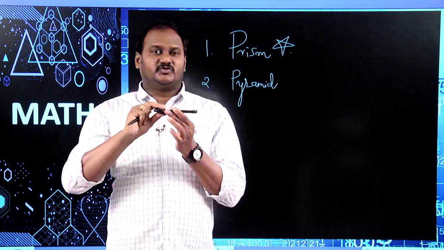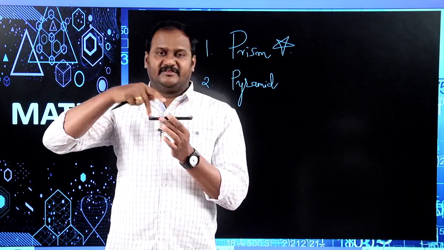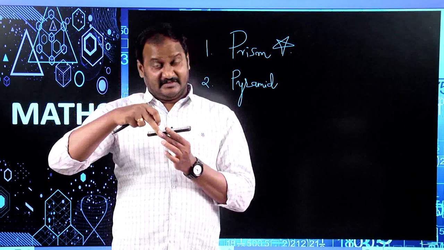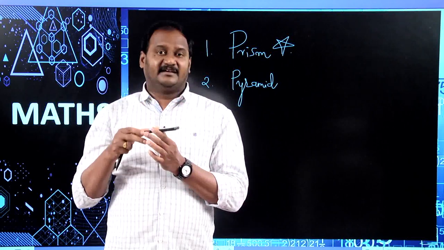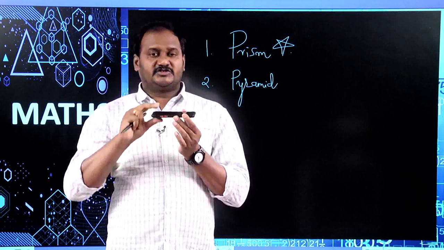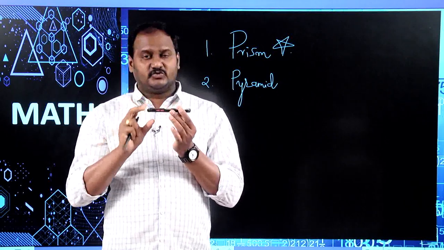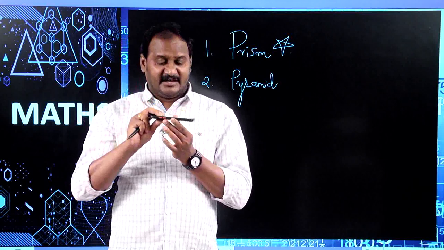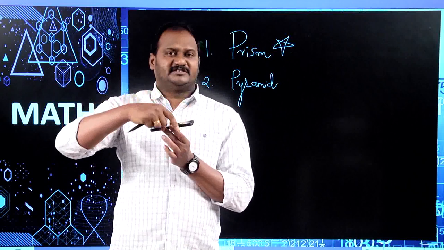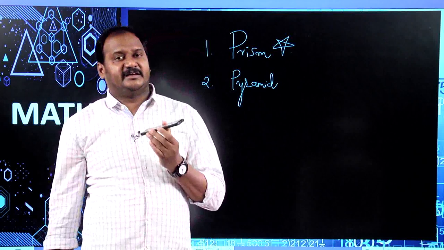Hope you understand. These two are parallel and congruent parallelograms, and the other faces, 1, 2, 3, 4, these four are lateral surfaces. Whose both bases are parallel and congruent faces, and the other lateral surfaces are parallelograms, then that kind of solid object is said to be a prism.